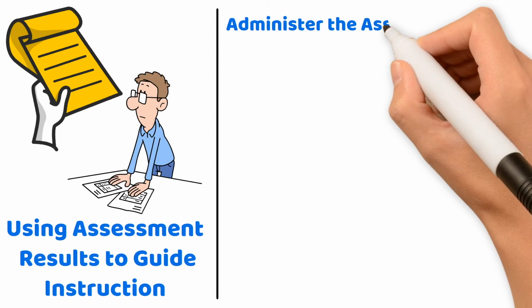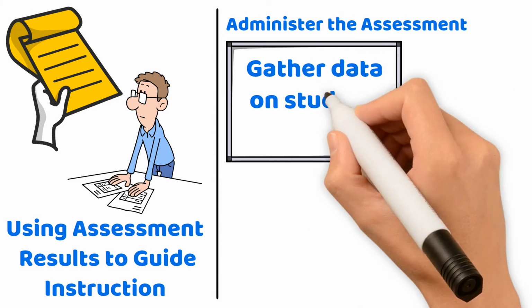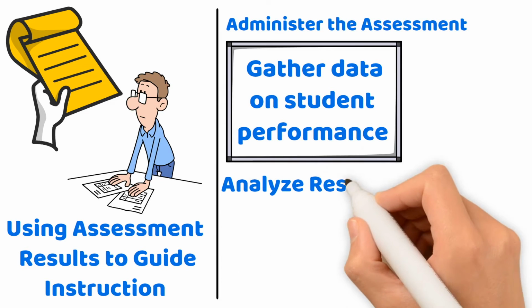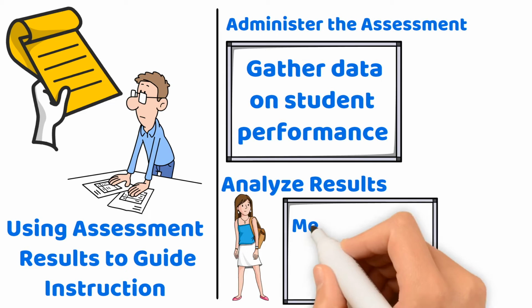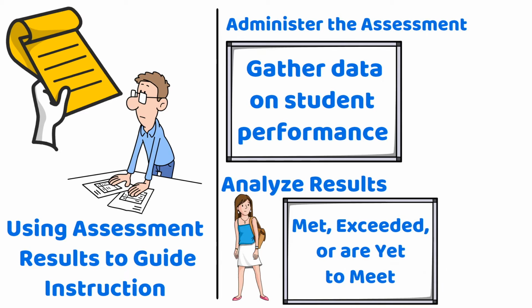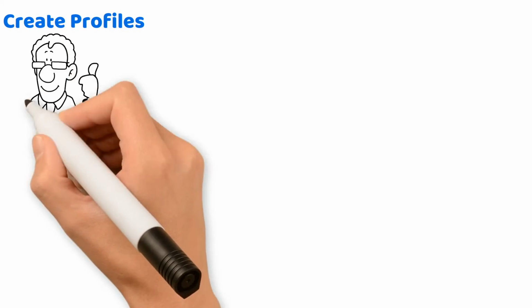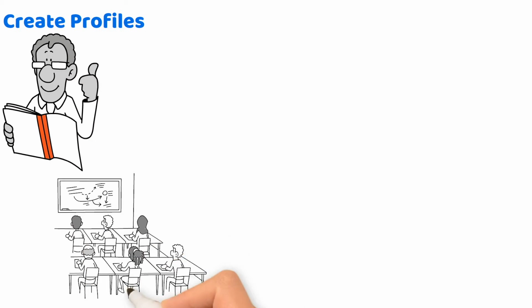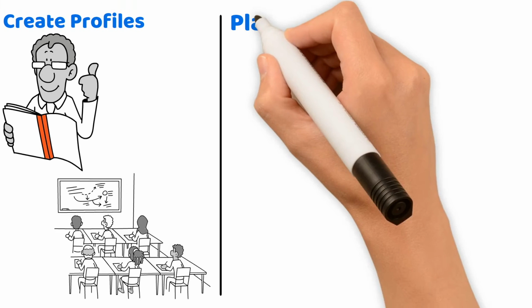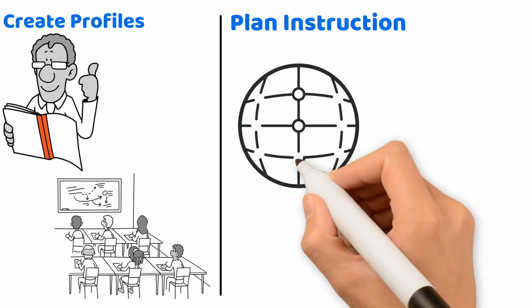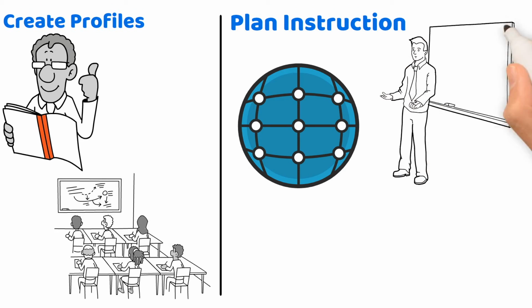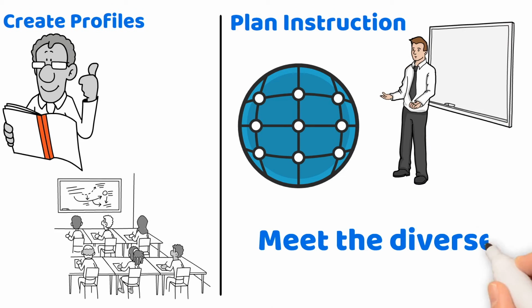1. Administer the assessment. Gather data on student performance. 2. Analyze results. Determine which students have met, exceeded, or are yet to meet the standards. 3. Create profiles. Develop detailed reports on individual and class achievements. 4. Plan instruction. Use the data to inform your teaching strategies, ensuring lessons are differentiated to meet the diverse needs of all students.